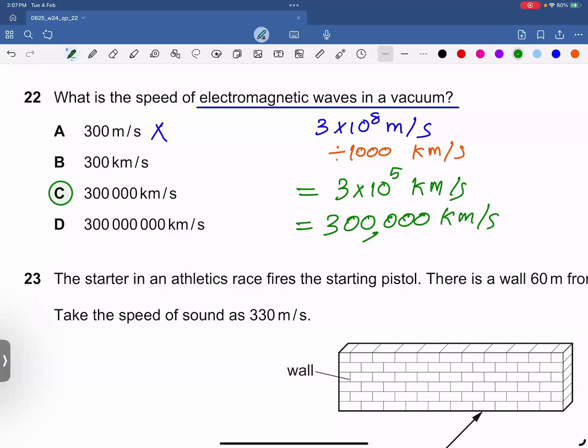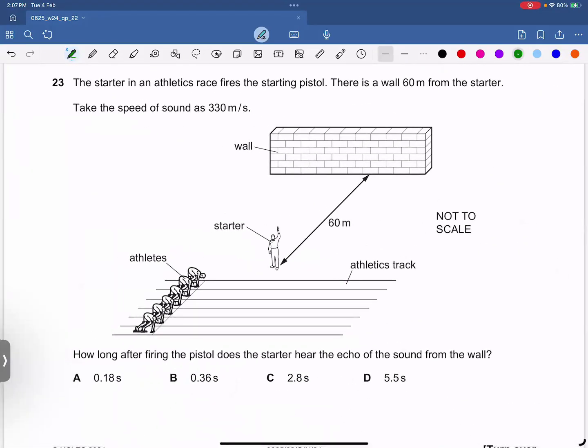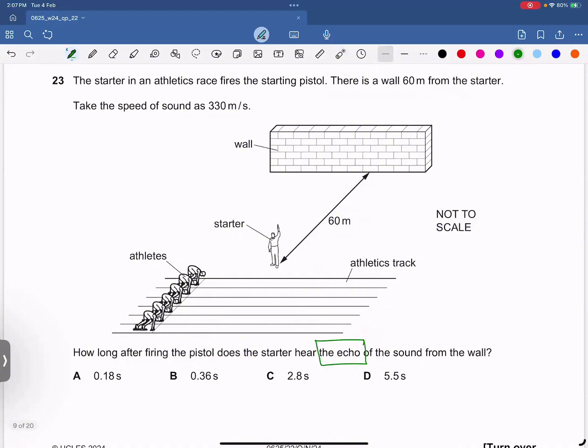Proceed to question number 23. The starter in an athletics race fires starting pistol. There is a wall which is 60 meters away. You can see 60 meters. Take the speed of sound as this. How long after firing the pistol does he hear the echo? Now, my dear students, echo. You should know the echo is reflection of sound. So it means sound has to go and come back.